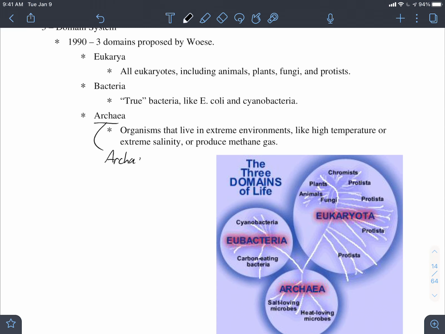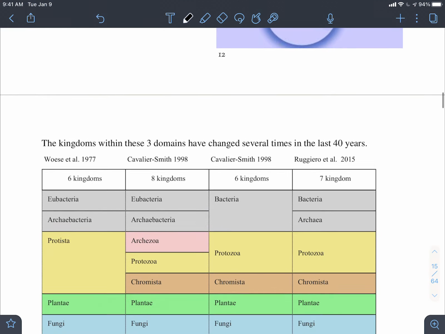Archaic. I don't know if I can spell archaic, but if someone wants to correct that spelling for me, that'd be great. So it comes from archaic, from ancient organisms. Archaic. Okay, yes, I did spell it right. Okay, had to double check.